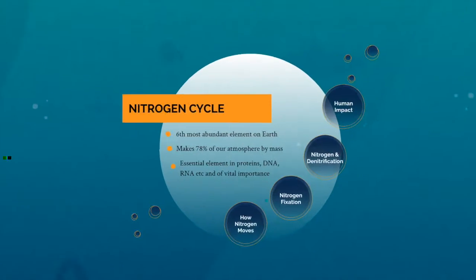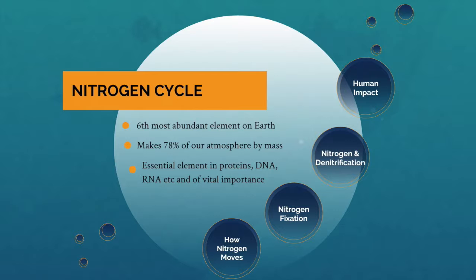Let's now move on to the nitrogen cycle. Nitrogen makes up 78% of our atmosphere by mass and is the sixth most abundant element on Earth. Nitrogen is an essential element in biomolecules such as proteins, DNA, and RNA, and is thus of vital importance to us and to all other organisms. The nitrogen cycle is split up into 4 parts: how nitrogen moves, nitrogen fixation, nitrification and denitrification, as well as the human impact on the nitrogen cycle.